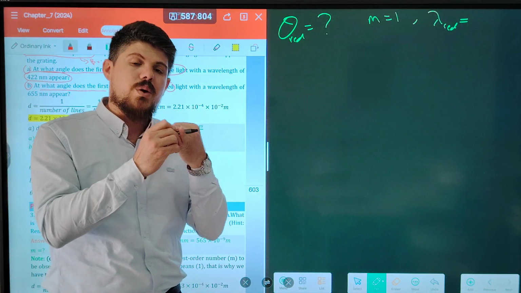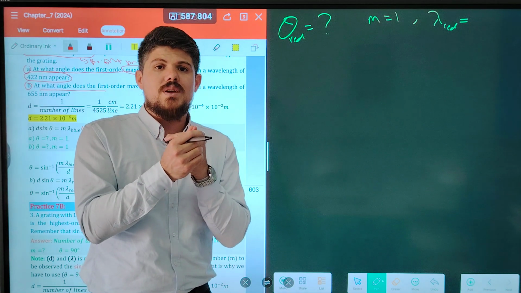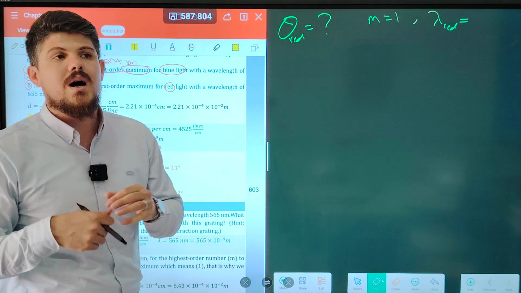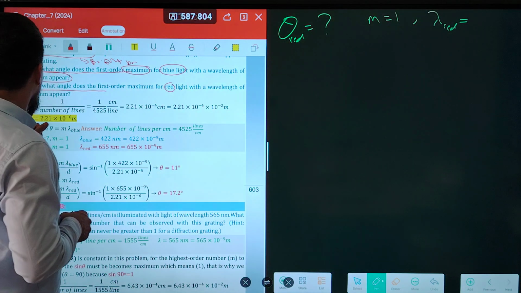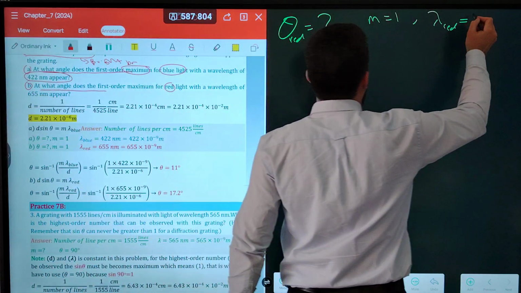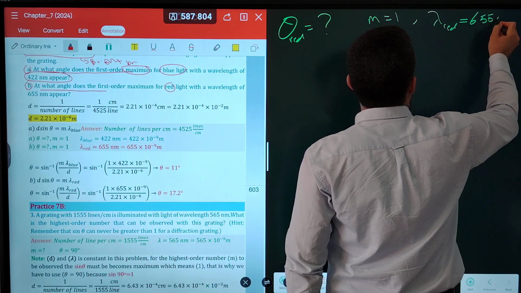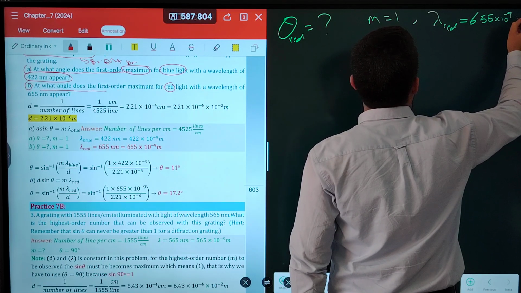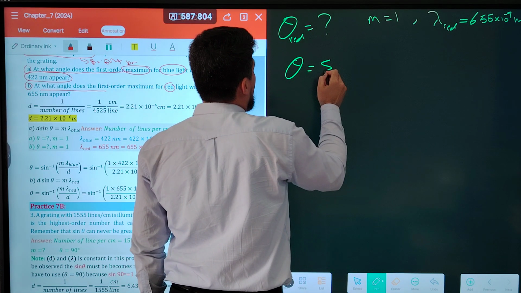ROYGBIV: red has the longest wavelength but the lowest frequency, while the blue has a wavelength less than the wavelength of the red. The wavelength of the red is 655 times 10 to the power negative 9 meters. So guys, in this question, theta is equal to what?